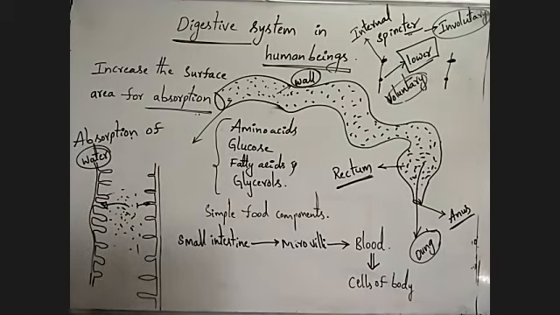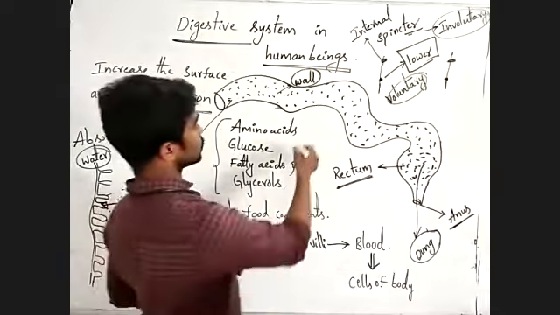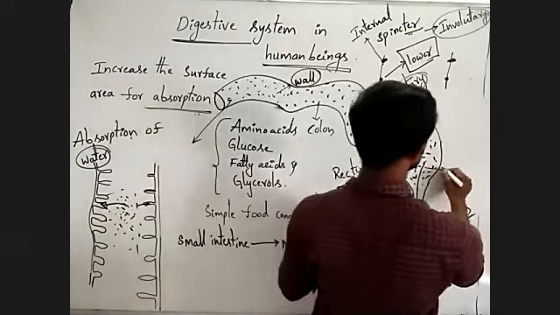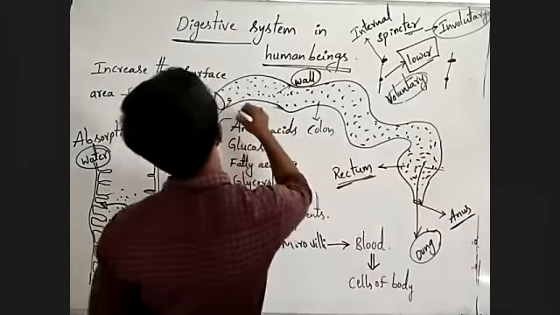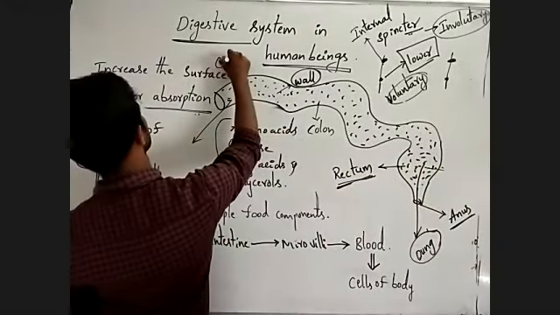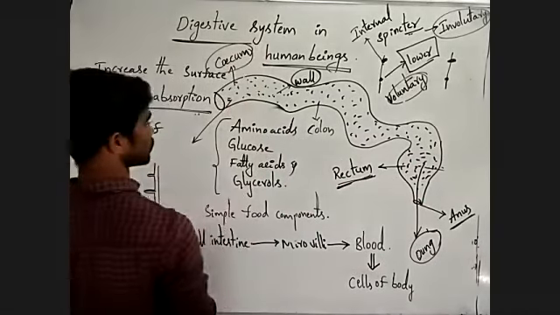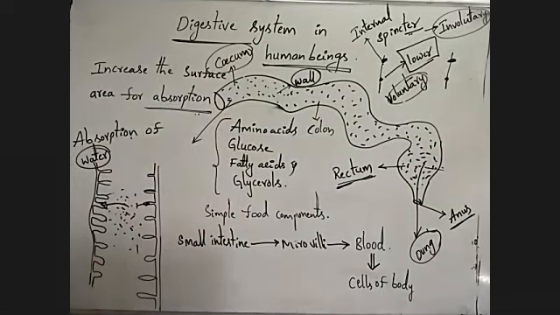You know, three parts are present: the colon, the rectum, and the first part is the cecum.